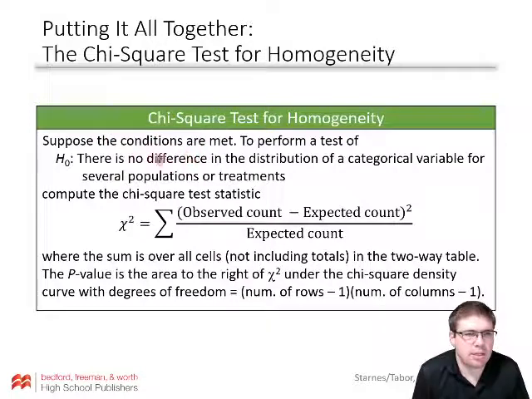Suppose the conditions are met to perform a test of the null hypothesis that there's no difference in the distribution of a categorical variable for several populations or treatments, 2 or more. Compute the chi-square test statistic by doing observed minus expected, squared, over expected, and then the sum is over all the cells of the two-way table. The p-value is the area to the right of the chi-square under the chi-square density curve with degrees of freedom. And then this is the big one that was missing before: the degrees of freedom is the number of rows minus 1 times the number of columns minus 1.